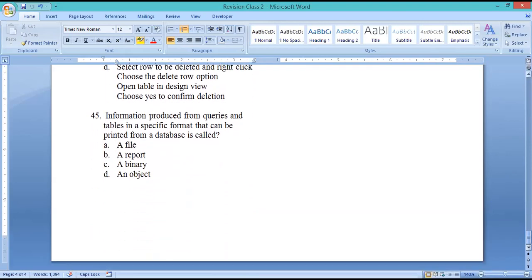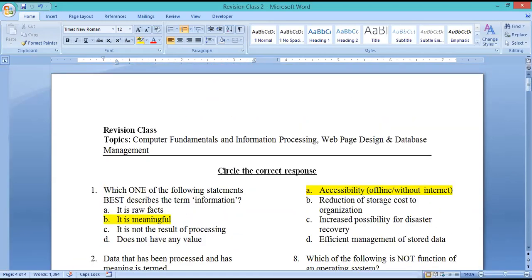All right, last question. Information produced from queries and tables in a specific format that can be printed from a database is called a report. Correct. Good. So we're finished with that one and we're going to start the next paper.